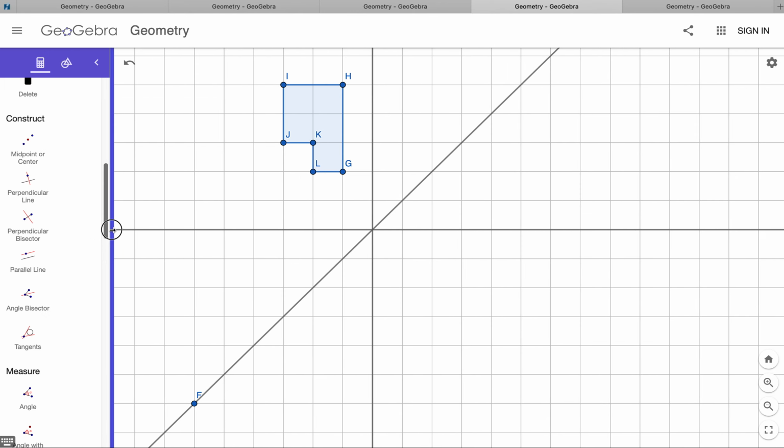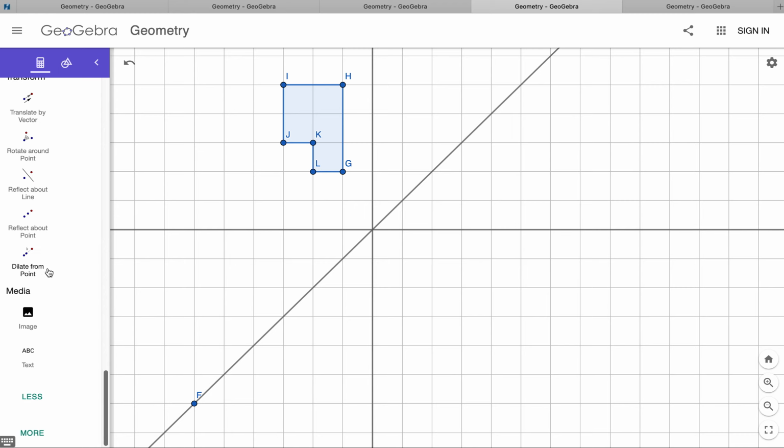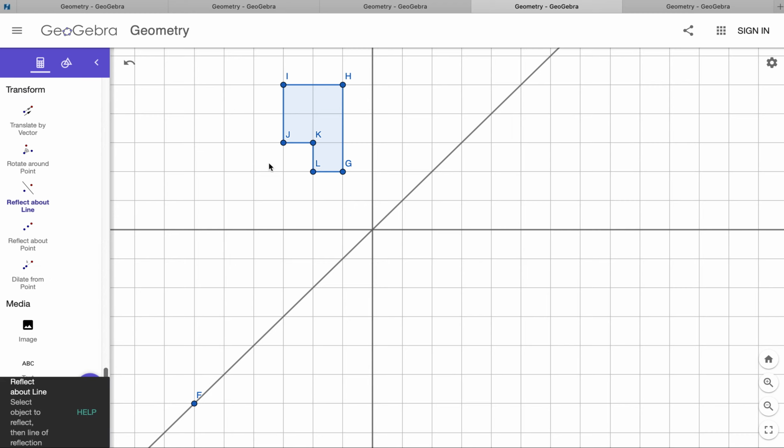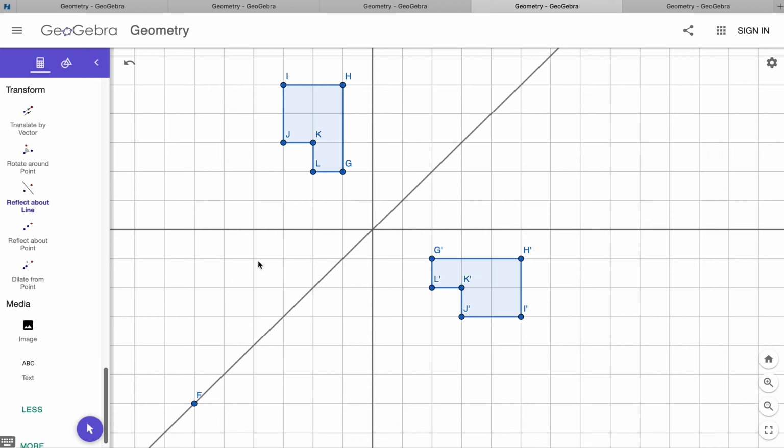Make that a little smaller. And again, you have access to this. This is just me going on to Google. So reflect this object about this line. Okay, so check out how that works. It doesn't go horizontal over it. It doesn't go vertical over it. It goes perpendicular over it.